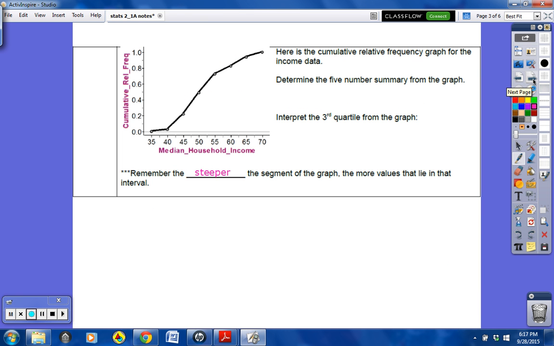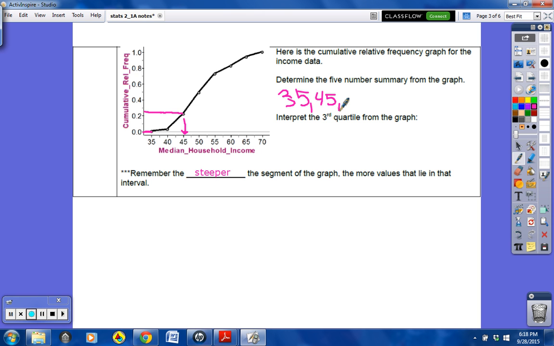So this is a cumulative relative frequency chart. And I can actually determine my 5-number summary from here. So for my 5-number summary, what's my lowest value? So I look at 0, which is 35. That's 35, by the way. And then I'd find my first quartile, so about 25%. So 25% would be right around here. And that value at 25% is 45.